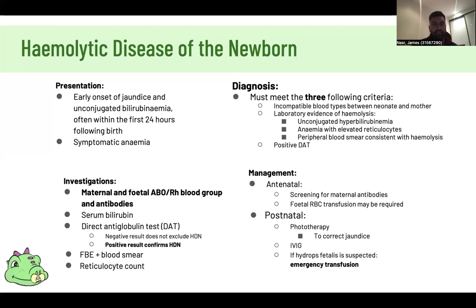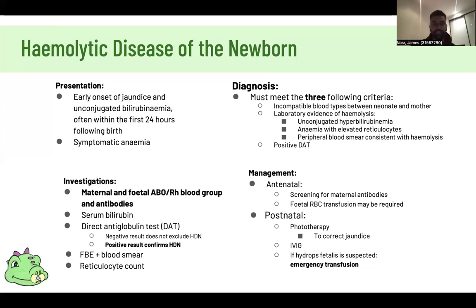That can help you to rule out hemolytic disease if the blood types are compatible. Other things to do would be serum bilirubin, including unconjugated and conjugated bilirubin, and a direct antiglobulin test, so a DAT. The thing to note here is that a positive result would confirm HDN, but a negative result doesn't necessarily exclude it. So doing a DAT can't help you to exclude HDN for certain at least.